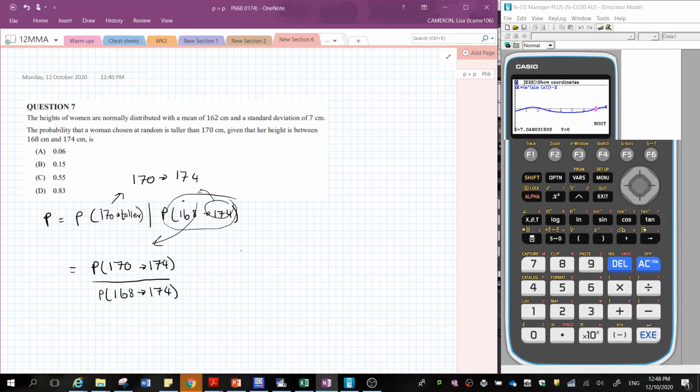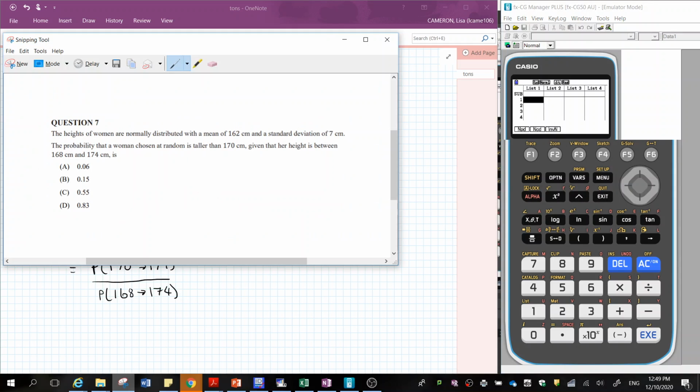Now, in our calculator, we are going to go to statistics, execute, distribution. Now, it tells us in the question that we're looking at the normal distribution, so we're going to click that one. And we're looking at a range, because for this one, we're ranging from 170 to 174, and for the bottom, it's from 168 to 174. So we're going to click NCD.